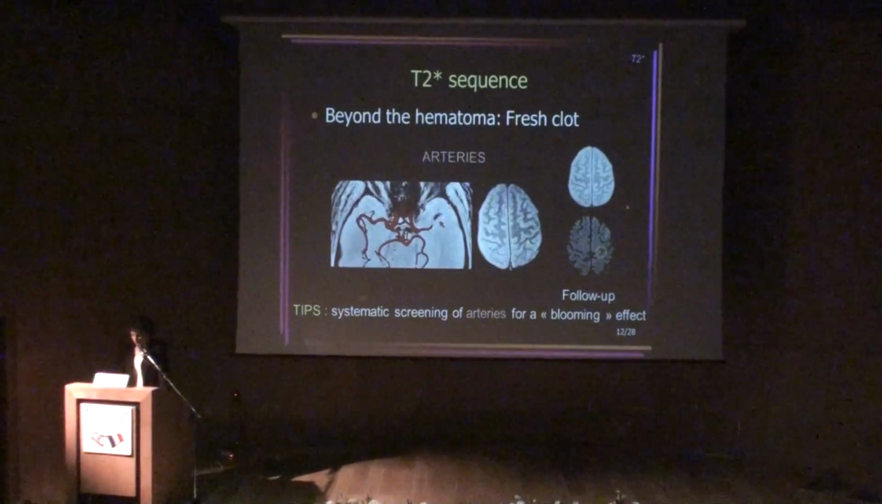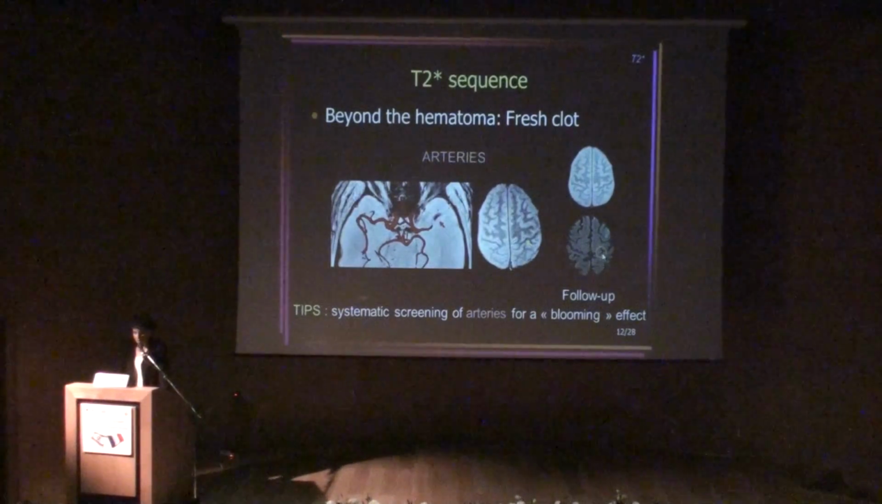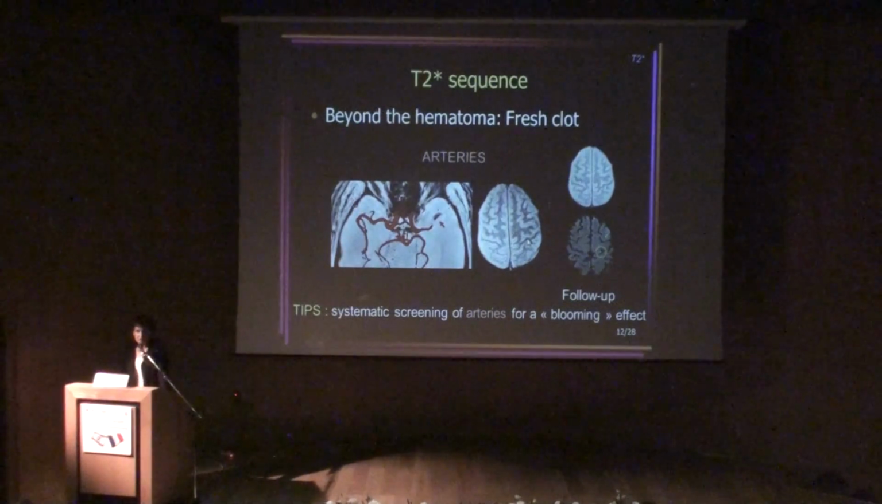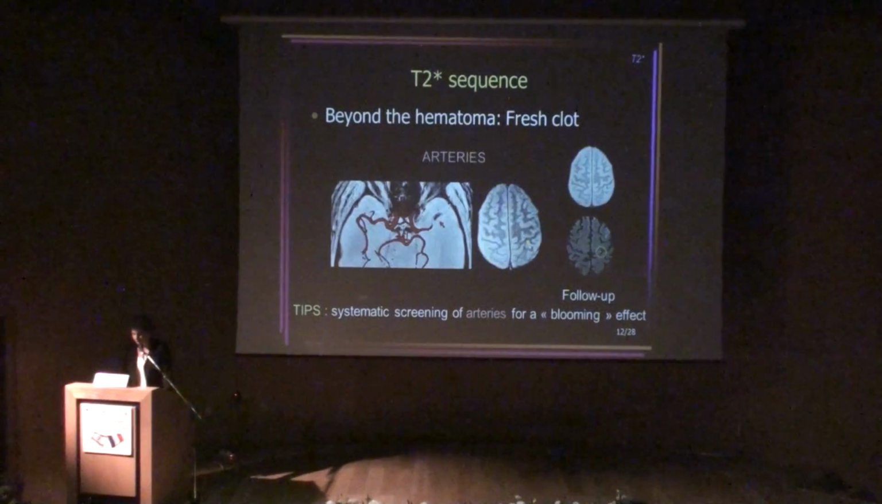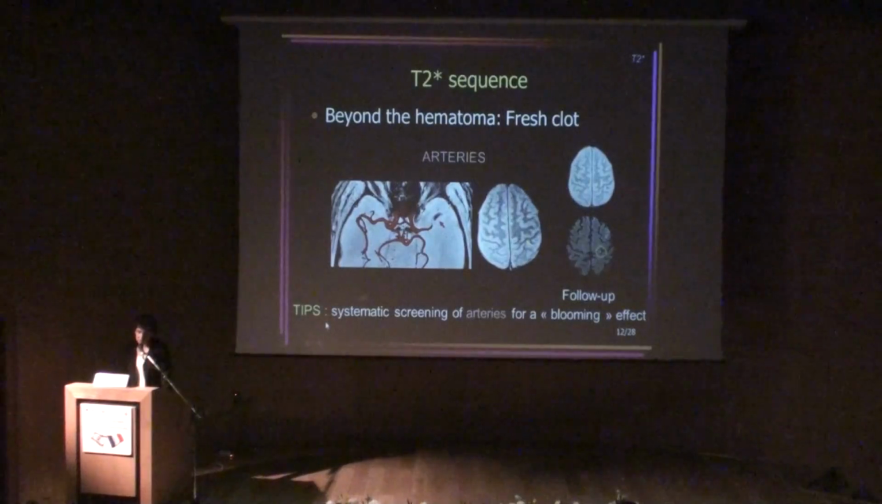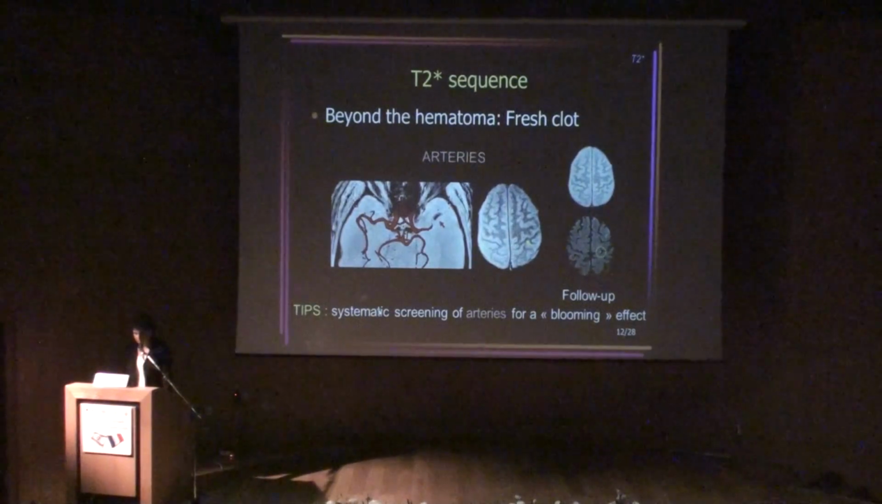If you don't believe me that it's a small clot, look after thrombolysis: it's gone, and there is a small ischemic lesion just facing this small clot. So these sequences are very sensitive for looking for clots. I mean, it doesn't change the patient care anyway, but it looks nice. And the tip is to systematically screen the arteries and look for a blooming effect on these sequences.